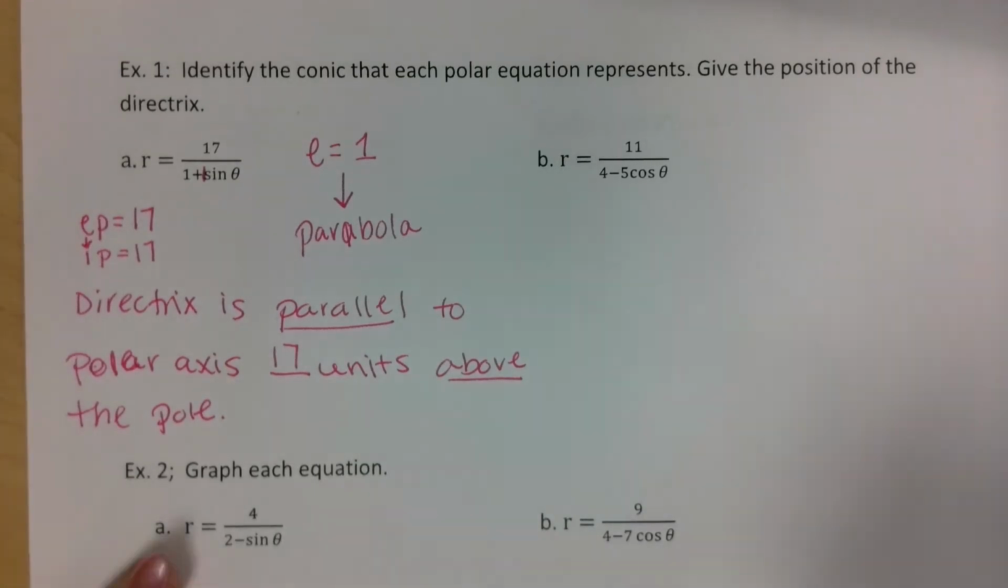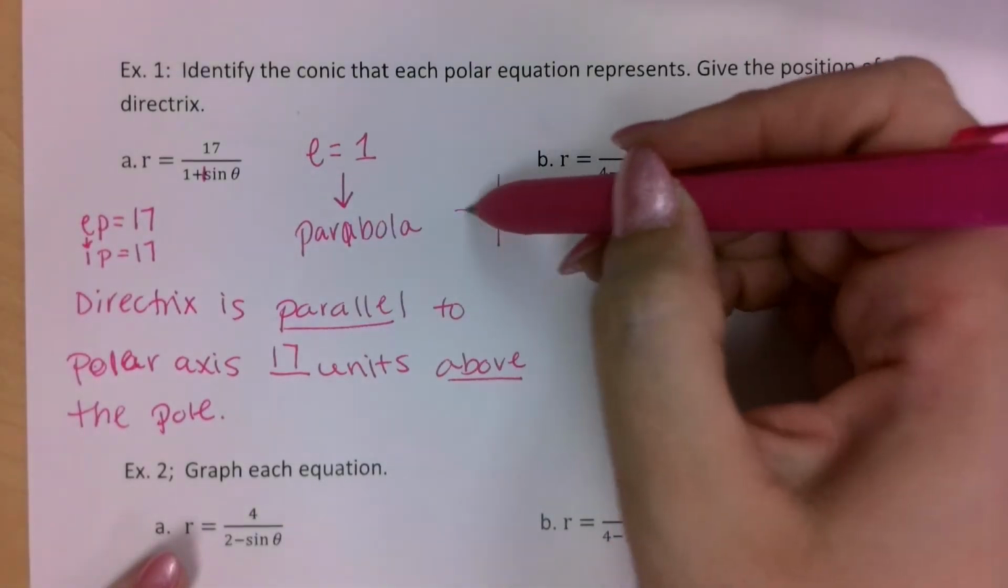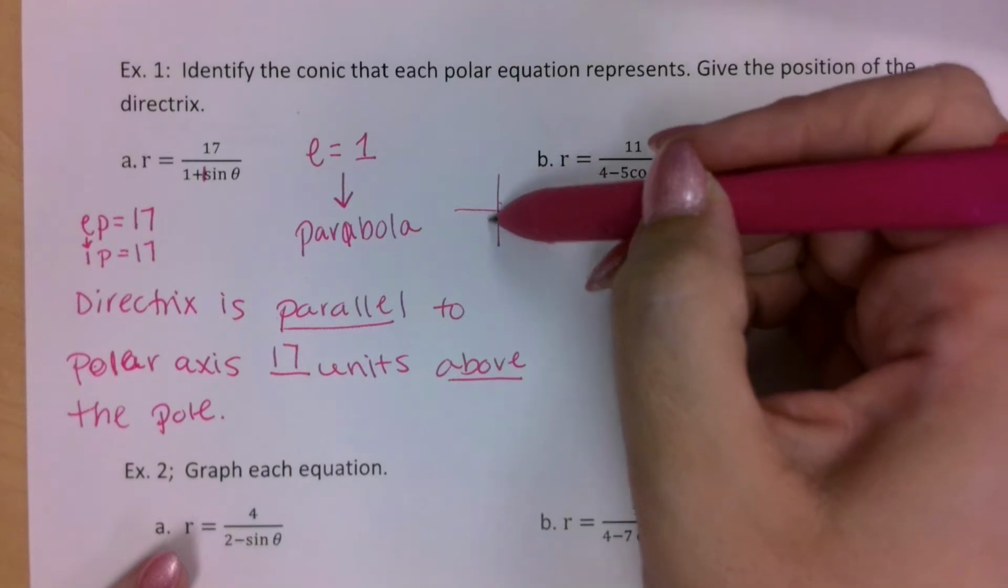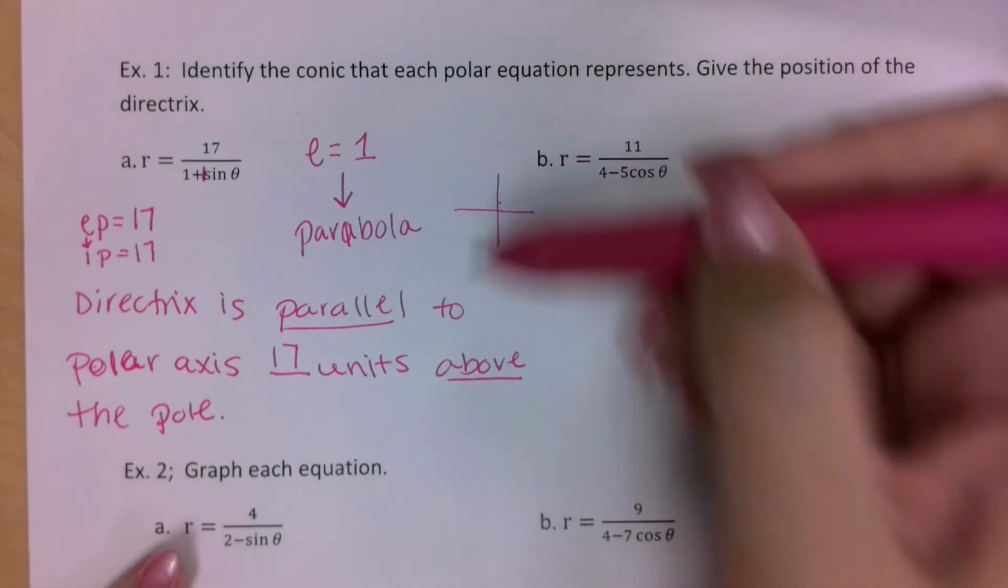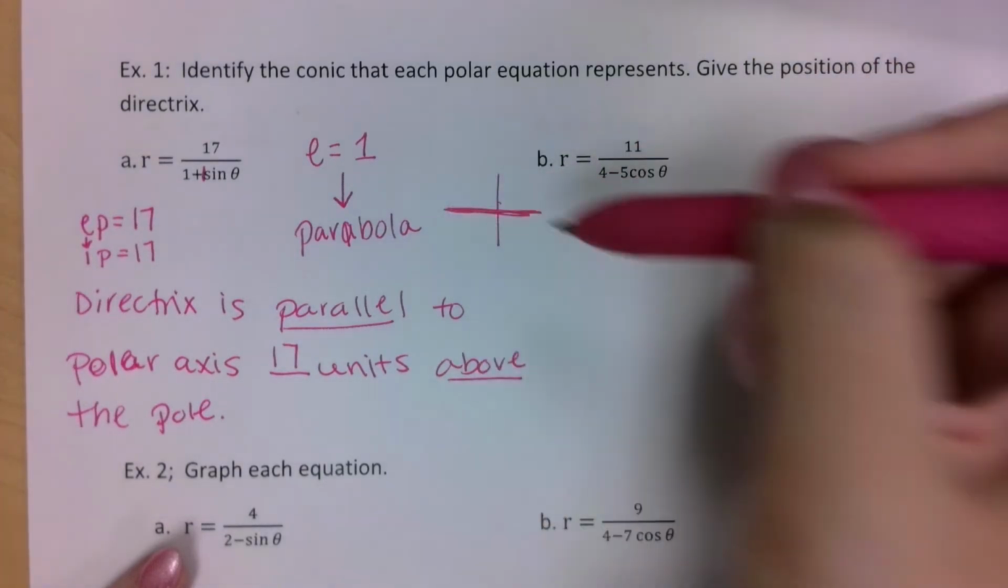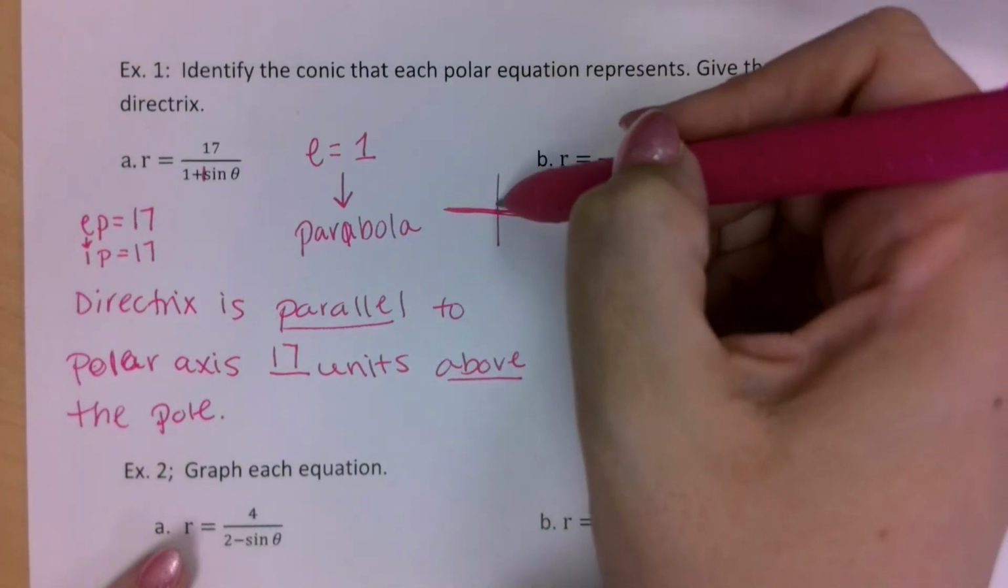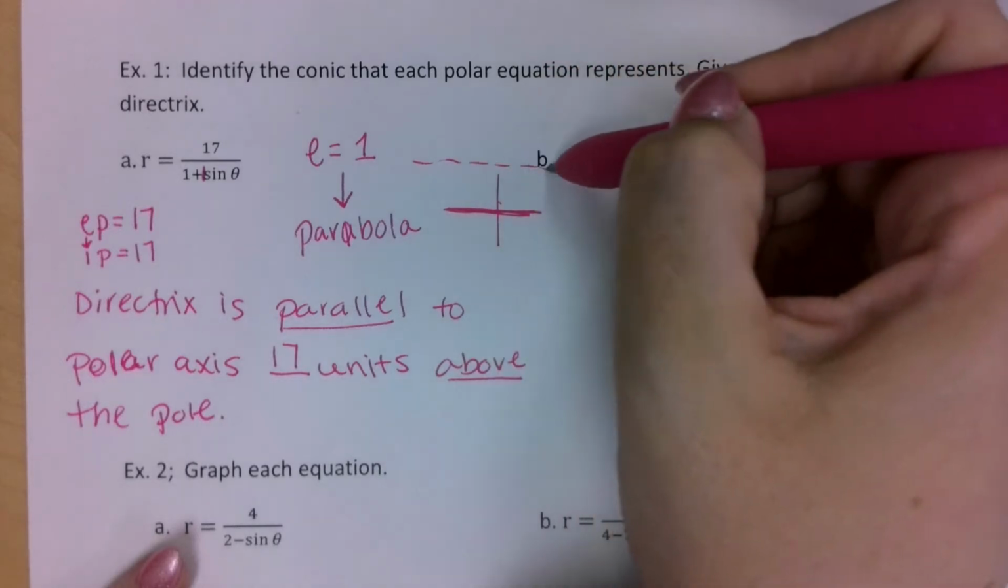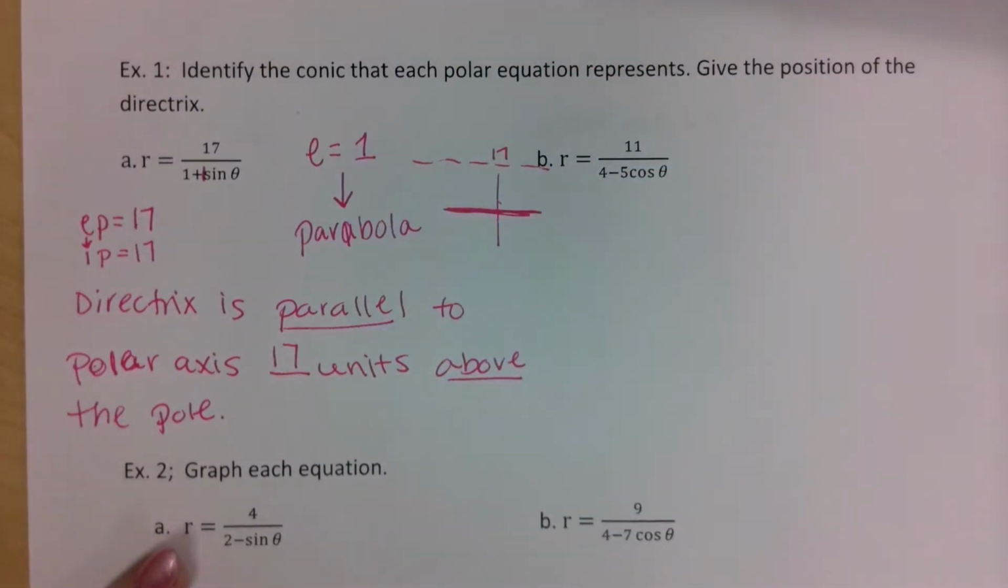So what is that saying? If we had our polar axis, right, and we had our circles here, it's saying the directrix is parallel to this line. This is our polar axis, so it's going to be parallel 17 units up. So our directrix is going to be right here at 17. Or in rectangular form, y equals 17.